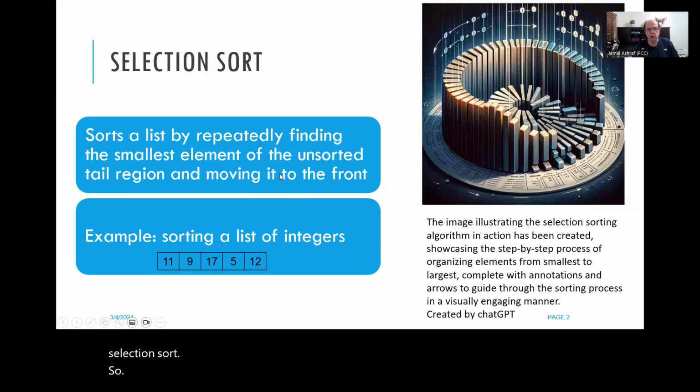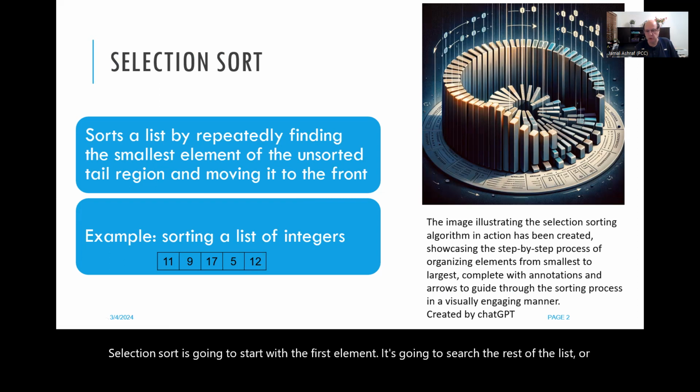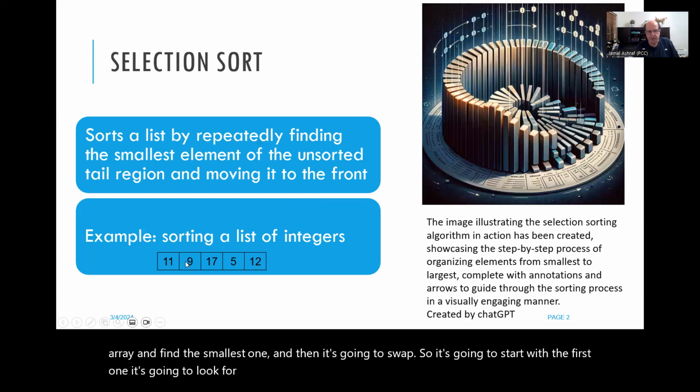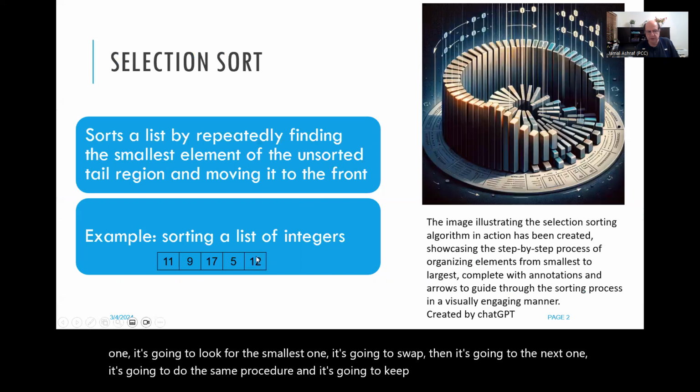Selection sort is going to start with the first element. It's going to search the rest of the list or array and find the smallest one, and then it's going to swap. So it's going to start with the first one, look for the smallest one, and swap. Then it goes to the next one, does the same procedure, and keeps going until we reach the end of the list.